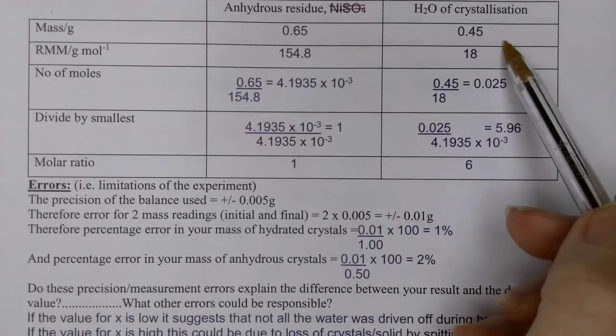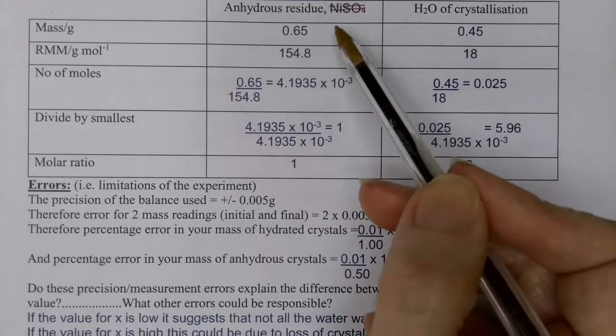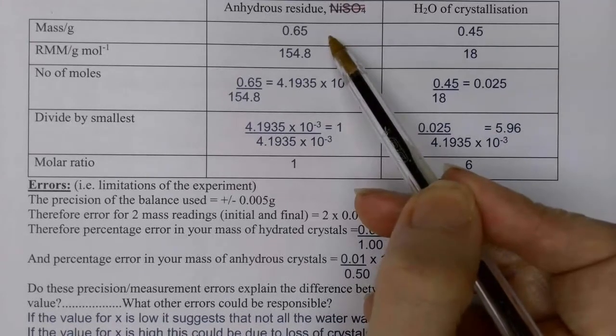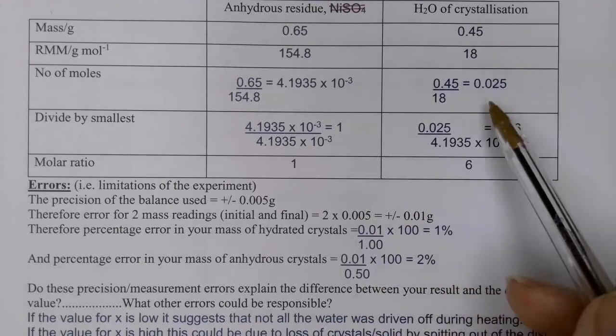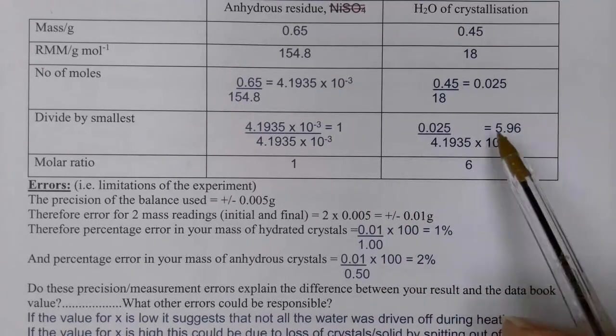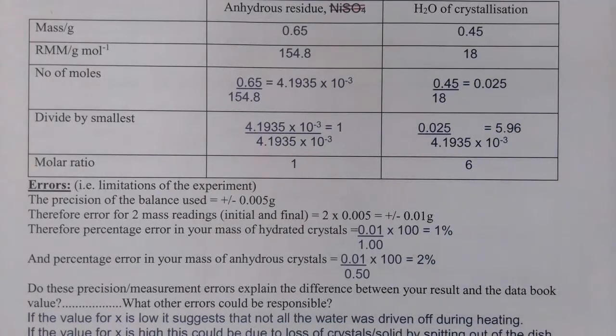So I've got my calculation here and I'm doing this in exactly the same way that I did the calculations on the previous pages. I've got the mass of my anhydrous residue and the mass of the water that I've driven off, and I work it out in the same way. And it comes to a 1:6 ratio. Now that's a little bit high. I was expecting to find 1:5.